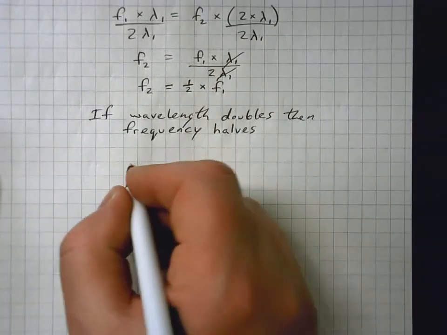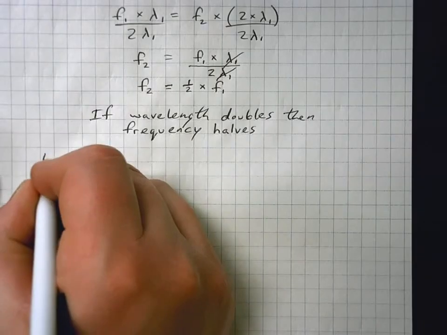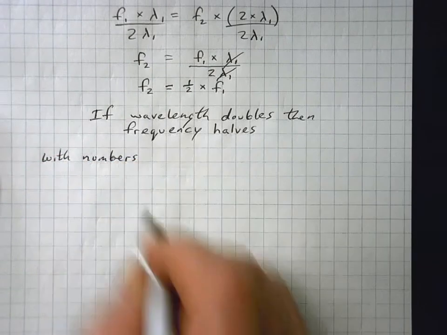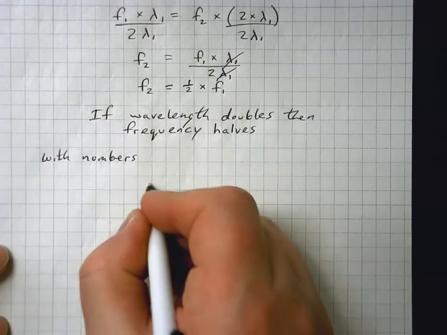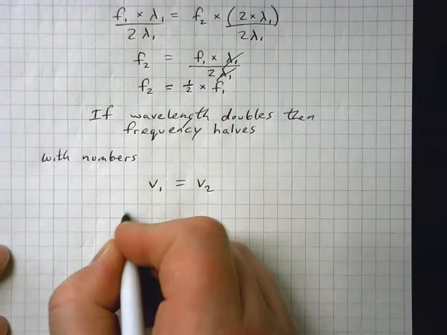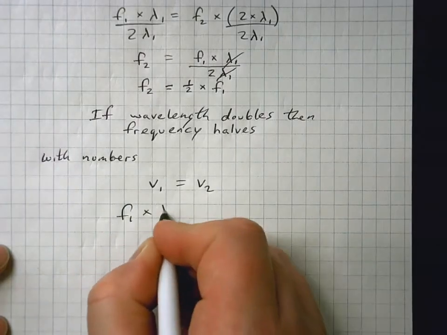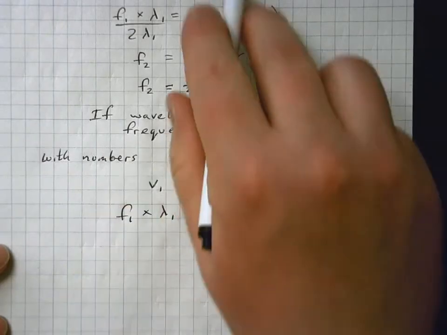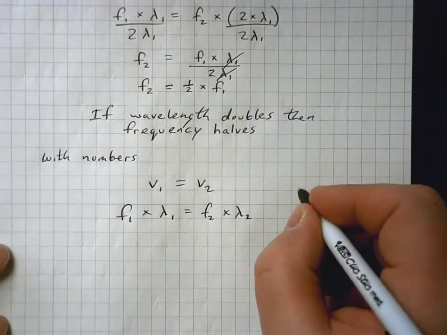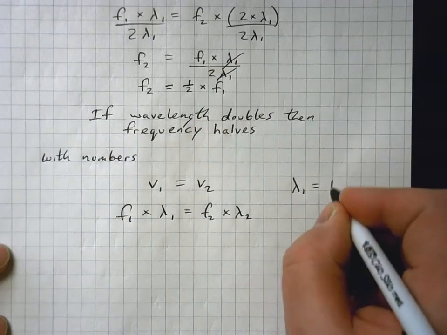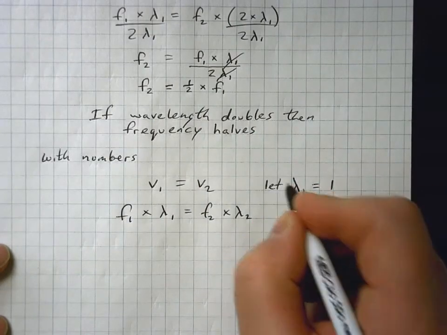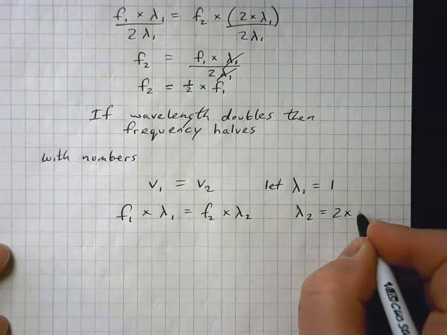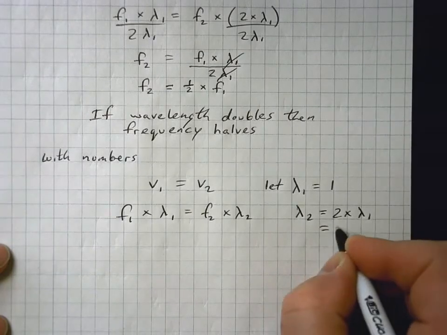Brute force again. So with numbers, with this case, the numbers are best again set in as 1 and 2. So we have V1 is equal to V2. That's F1 times lambda 1 is equal to F2 times lambda 2. And we wanted to change lambda, so that means let's let lambda 1 equal to 1. So then that means lambda 2 is equal to 2 times lambda 1, or in this case 2.